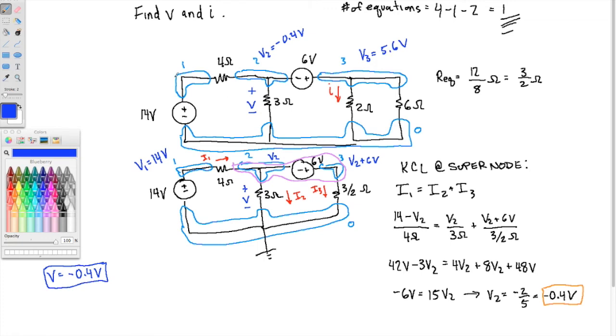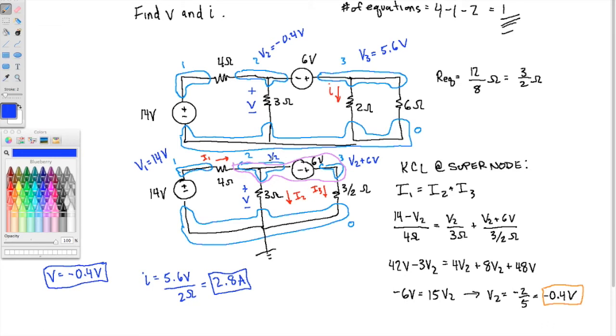Alright, well, I have all the voltages now, and I can get I. I equals, from Ohm's law, V3 minus 0 over 2. So that's 5.6 volts over 2 ohms. Okay, so that is what? 2.8 amps. Supernode. Supernode, ladies and gentlemen. Okay.